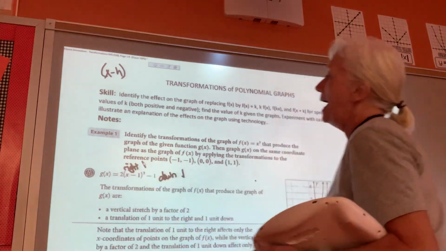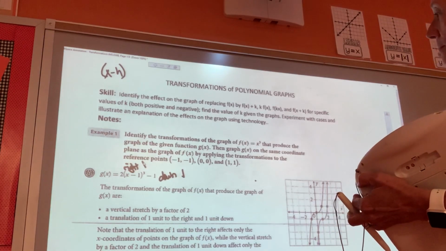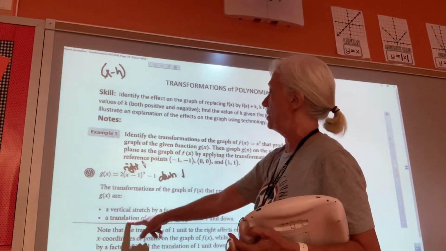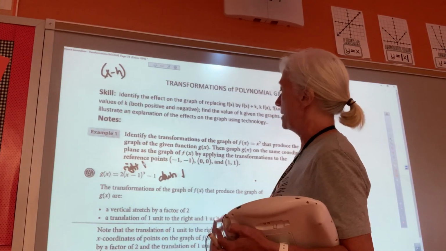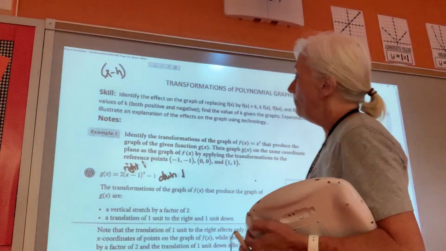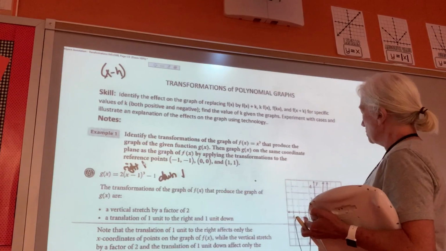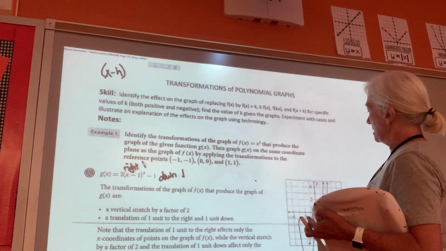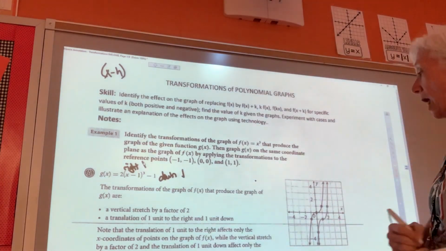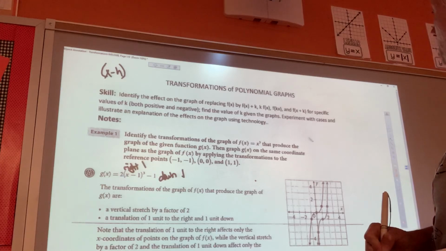Now, what does that number in front of that graph do? So this is telling us what we've already said, a translation of 1 to the right and 1 down. This is a vertical stretch by a factor of 2. Okay, think of this. A vertical stretch means it's stretching it up.